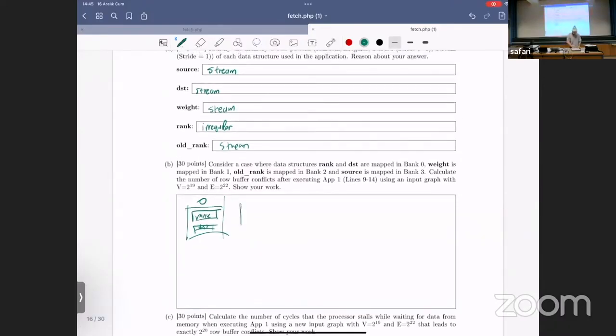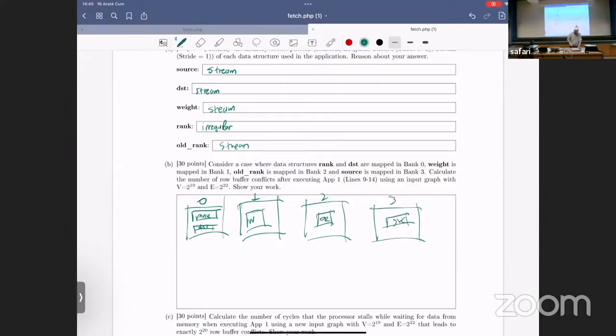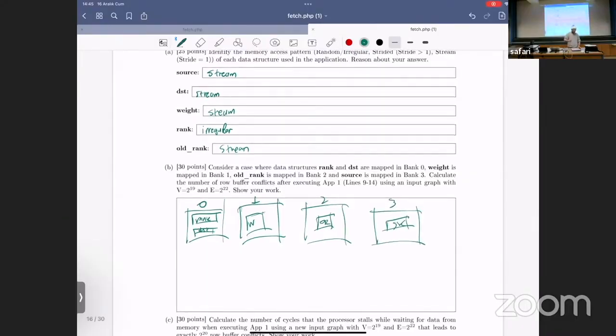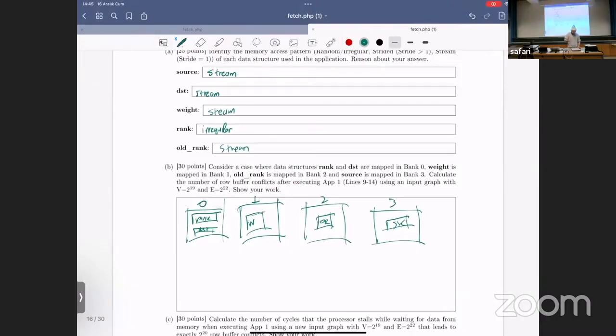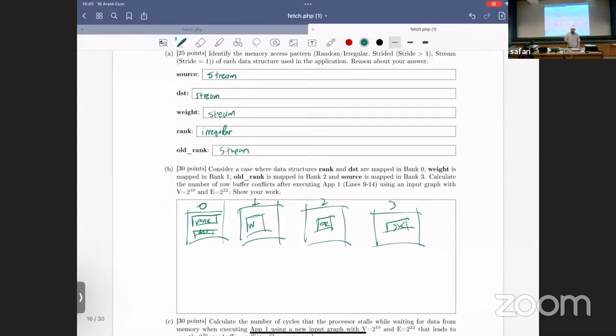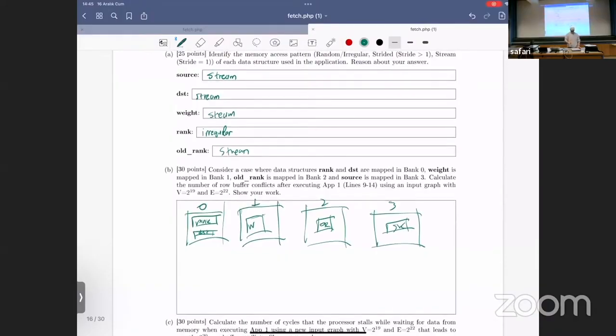Weight is mapped in bank 1. So bank 1 has weight, I say W. Bank 2 has old rank, and bank 3 has source. It says: calculate the number of row buffer conflicts after executing up 1 using an input graph with 2 to the power of 19 vertices and 2 to the power of 22 edges.